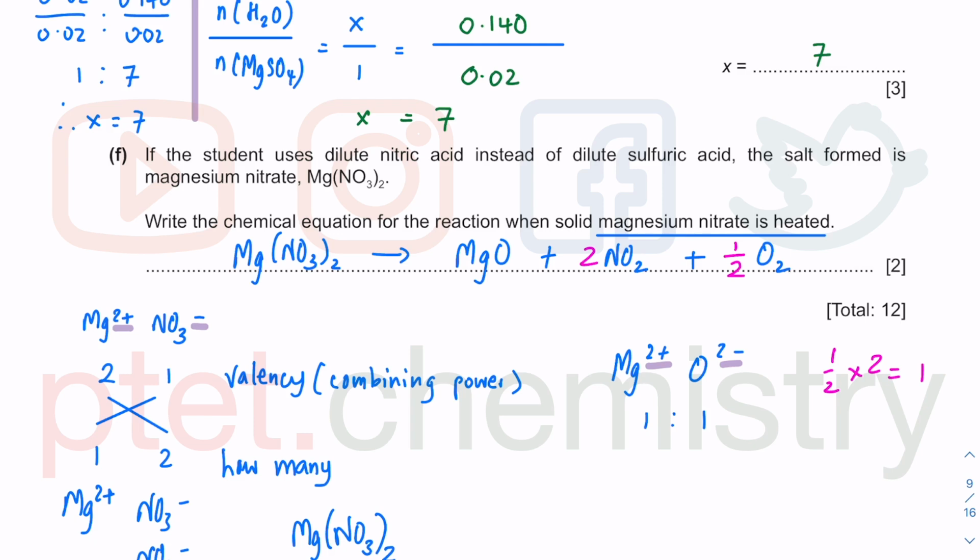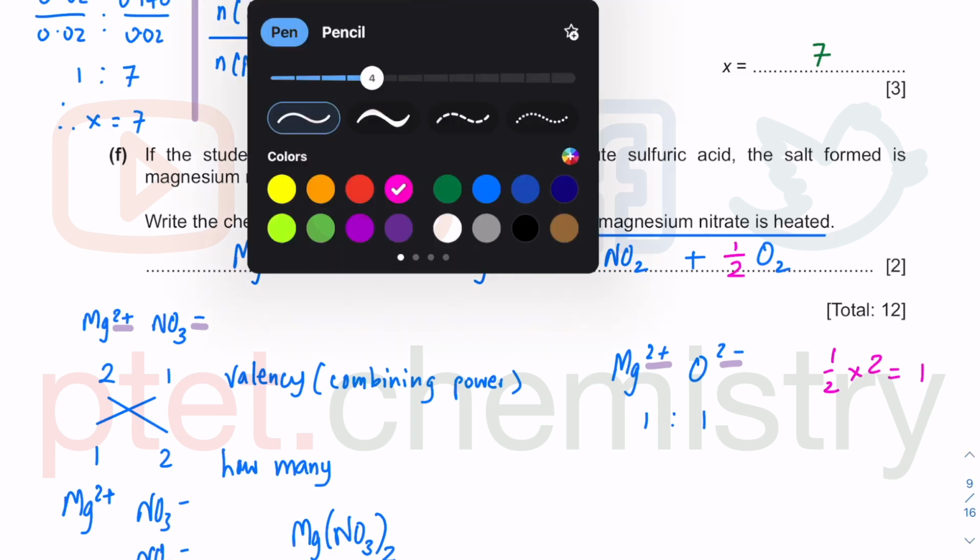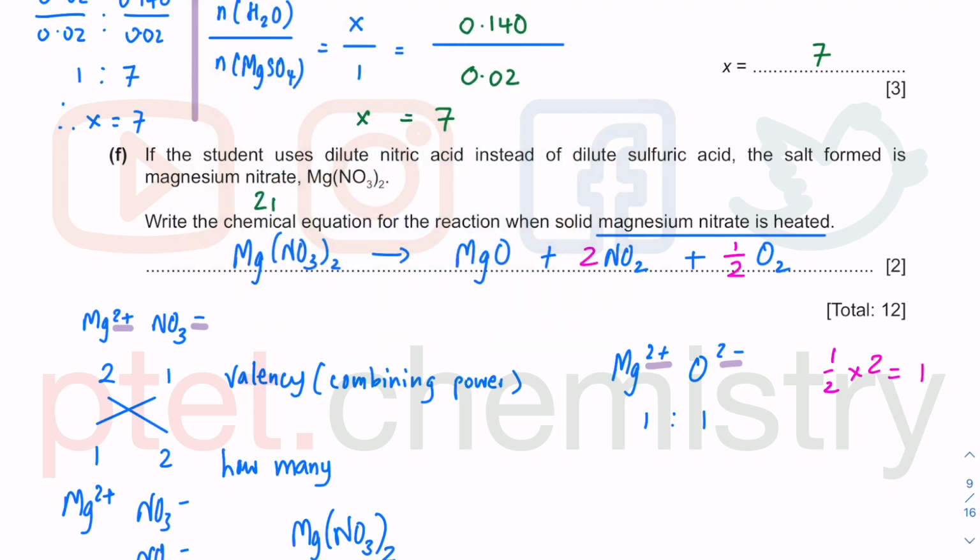Say you really don't like the half. You can multiply the whole thing by 2. You're going to get 2 Mg(NO3)2 twice. So everything gets multiplied by 2, that means the left and the right hand side. And the half multiplied by 2 will just give you 1 mole of O2. You should be able to balance the equation the exact same way. Both of them are exactly the same.